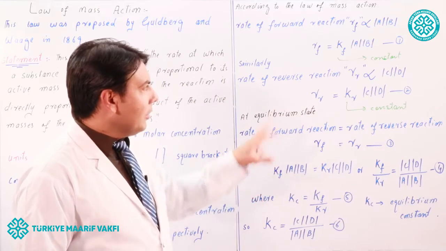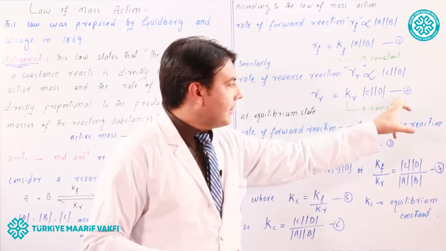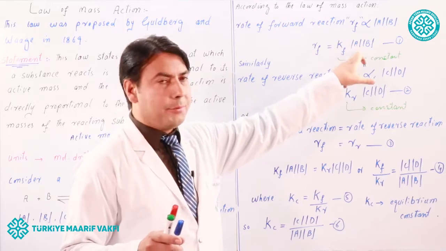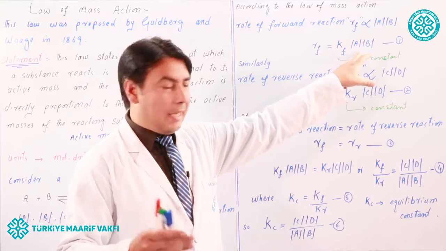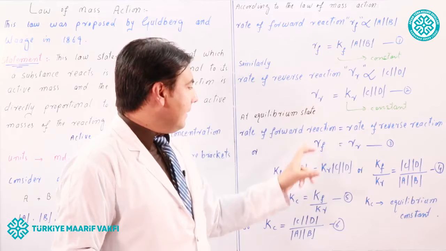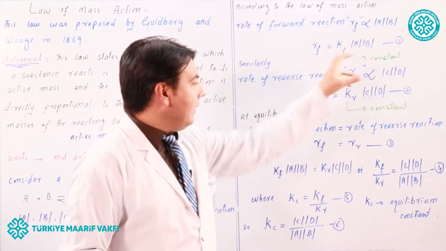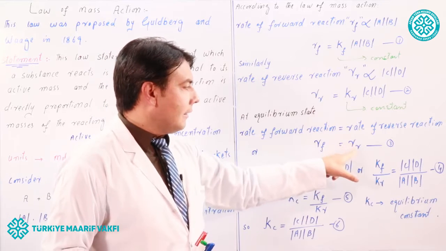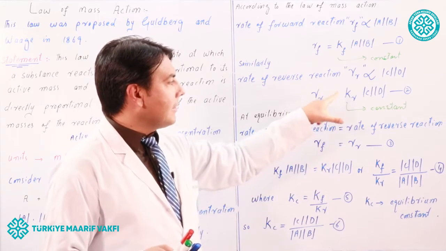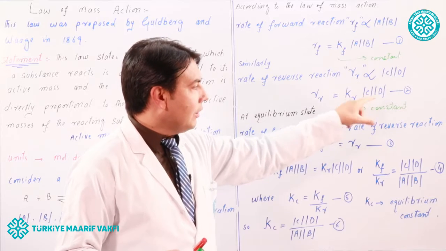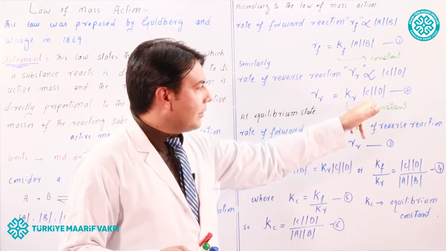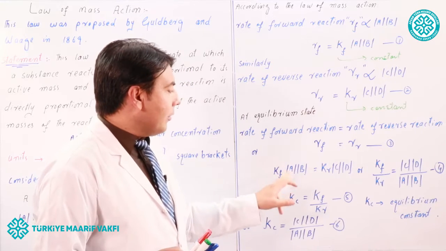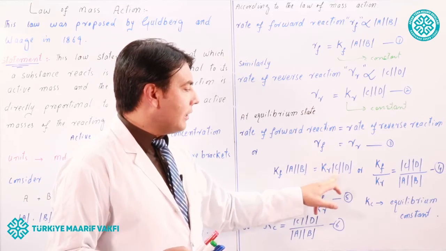Put equation first and equation second in equation third. Here Rf is equal to Kf into [A] into [B], so put Kf into [A] into [B] instead of Rf. We know Rr is equal to Kr into [C] into [D], so put Kr into [C] into [D] in the place of Rr. So Kf into [A] into [B] is equal to Kr into [C] into [D].